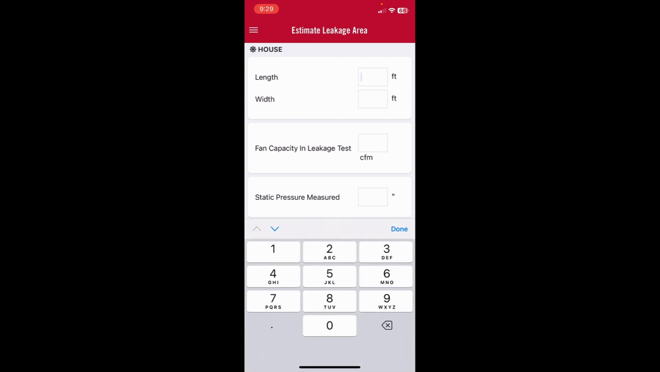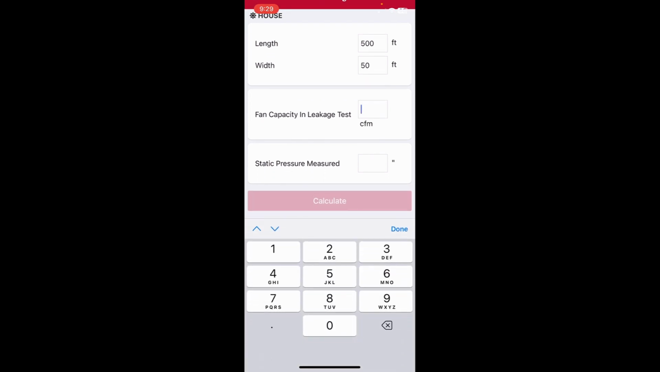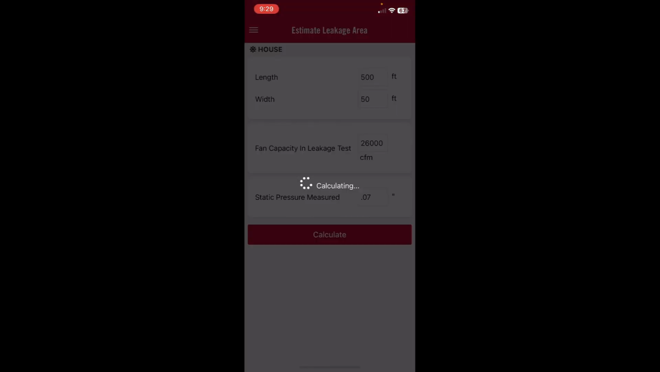So let's close that out. Put in our house length, it's 500 feet, 50 feet wide. And let's say our test fan moves 26,000 CFM. Let's say it's a 54-inch fan. We looked at Bess Labs at about a 0.1, it moves 26,000 CFM. We put in the static pressure that we found when we did our pressure test. Let's say it's a 0.07. We're done. We calculate.